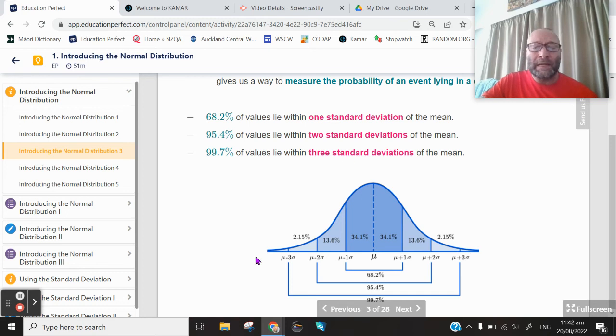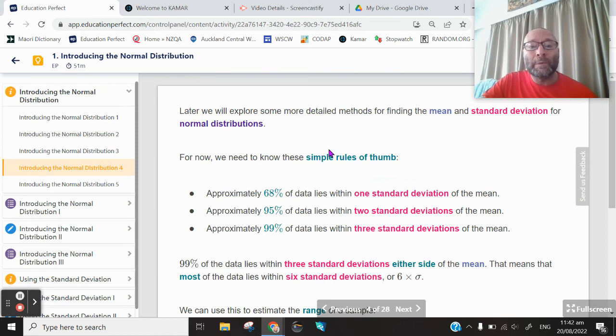Again, if you haven't already done so, please put this in your notes. It is going to be good to have this committed to memory. Next, later we're going to explore some more detailed methods for finding the mean and the standard deviation for normal distributions. For now, we need to know these simple rules of thumb: that 68% of the data lies within one standard deviation of the mean.